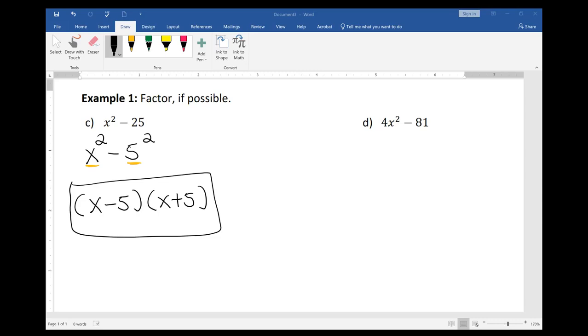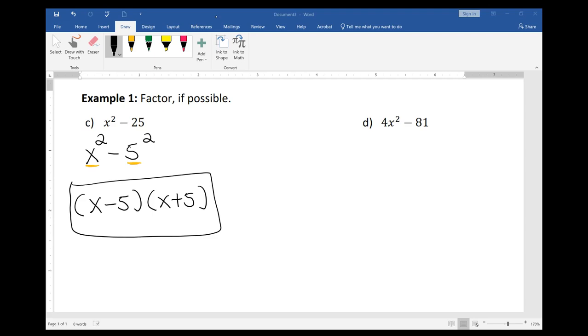Example 1d, factor if possible, 4x squared minus 81. We will identify our perfect squares and then we will write our binomials. Even though we see x squared, because of the 4, that's not yet a perfect square. So we'll write both of them as perfect squares first, and then we'll go ahead and write our binomials.